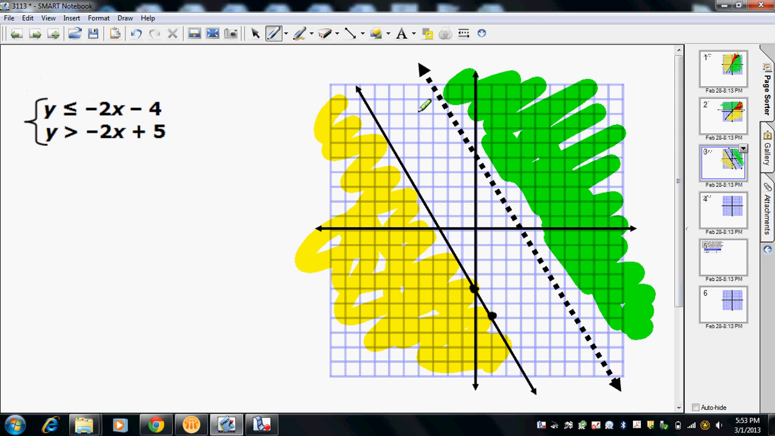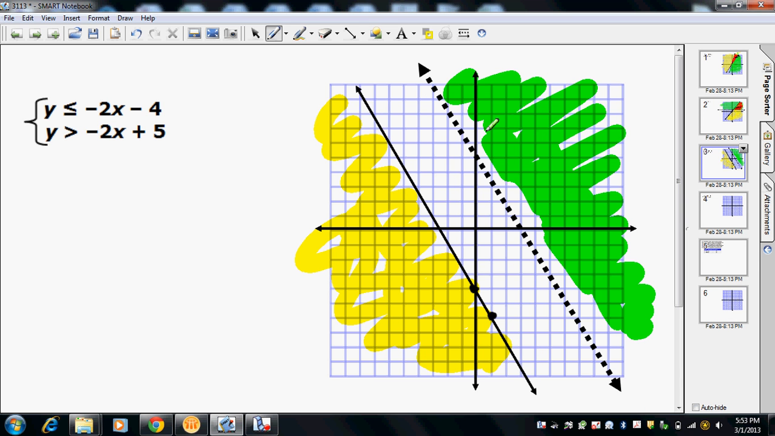The last example that I'm going to give you is these two inequalities. When you graph them, they are parallel. Over here in the yellow, we have the first one. This is y is less than or equal to negative 2x minus 4. Then over here with the dashed line, we have y is greater than negative 2x plus 5, and that's shaded with the green over here.